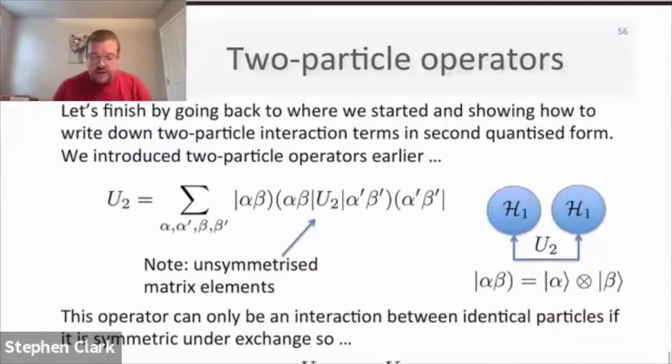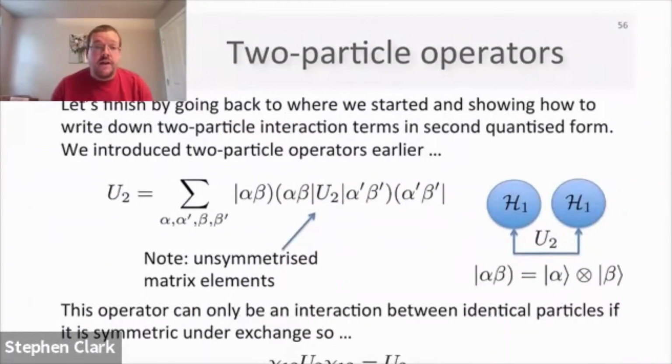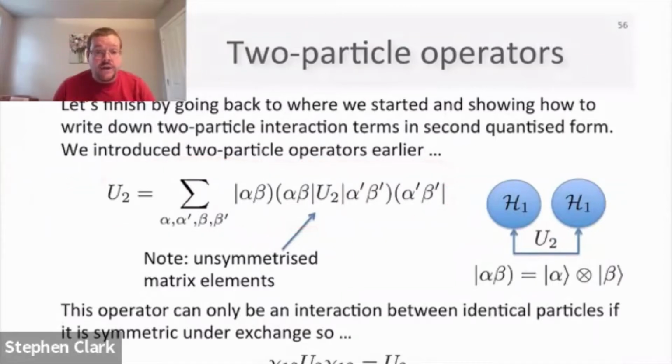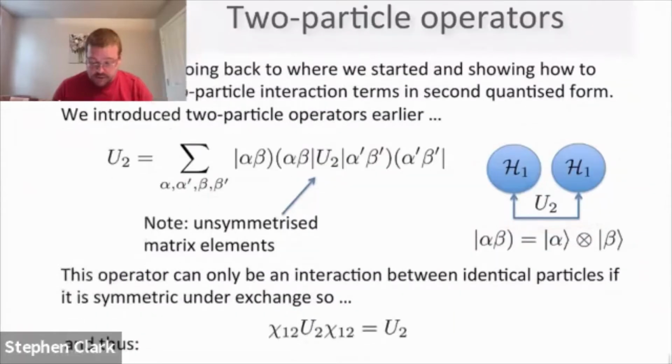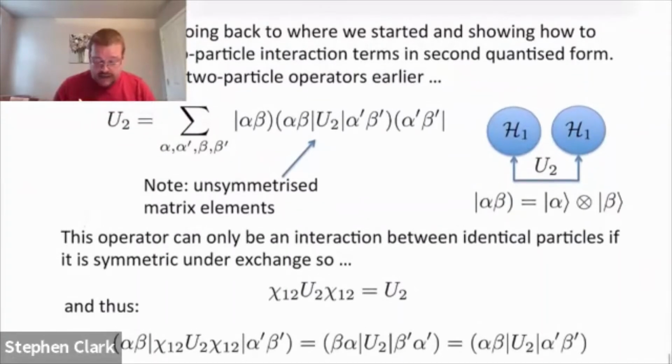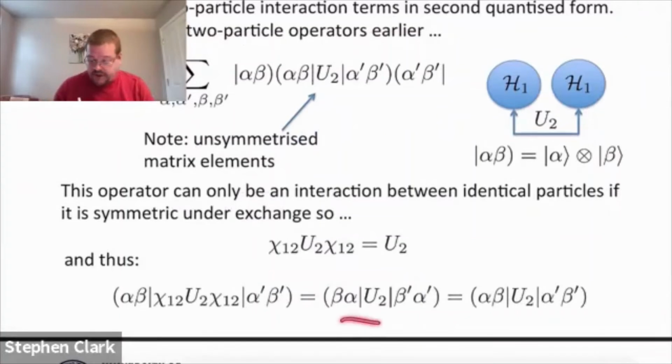I'm going to quickly discuss two particle operators, and then I'm done for this lecture. We obviously need to be able to describe this thing, which was the really difficult thing that we mentioned earlier. These are the unsymmetrized matrix elements, and this acts on two different copies of the single particle space. If this is a physical interaction, it has to be invariant under exchange, which means that these matrix elements, in fact, must obey this constraint.